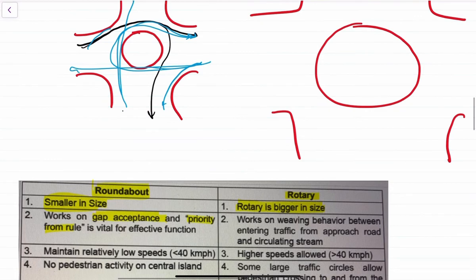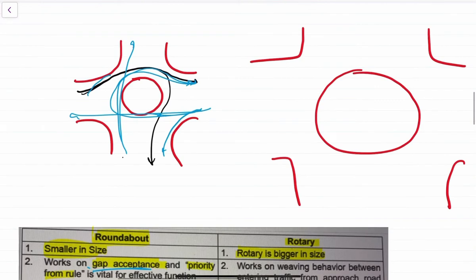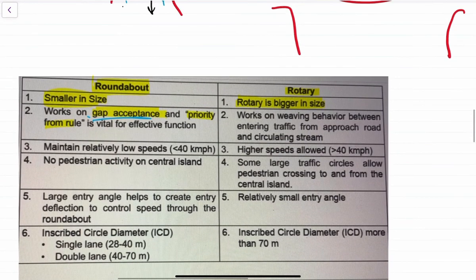So the roundabout works upon the gap acceptance criteria. This means that if a vehicle is approaching from here and another vehicle is approaching from this direction, one will slow down and the other will pass, right? So it works upon the gap acceptance criteria or the priority rule.